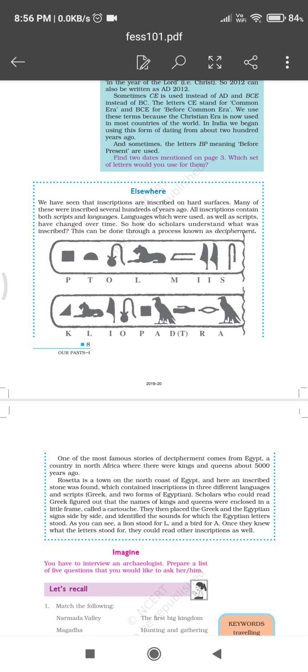That is shown in the picture elsewhere, where the picture of a lion denotes L and the picture of an eagle denotes A. So they understood, obviously by guessing, that the pictures denote the sounds of letters. That process is known as decipherment. So in this way historians understood what was written in pictorial form in inscriptions.